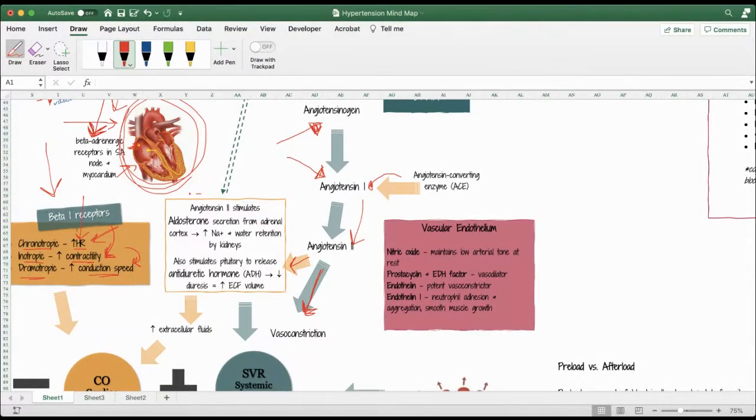This whole concept, guys, this whole renin angiotensin thing is huge for the NCLEX. It comes into play in a million different little pathways. For this test, this is all you really need to understand. What I've put here, you don't have to go much deeper.